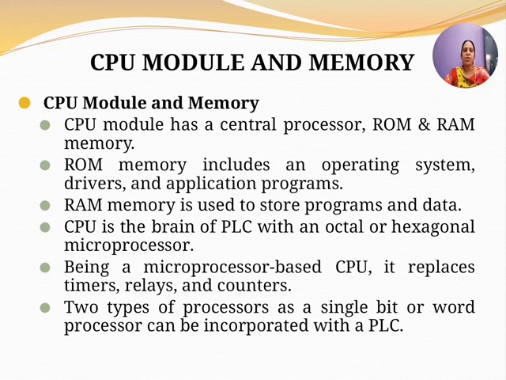RAM memory is used to store your programs and data. You have two types of memories, ROM memory and RAM memory. ROM memory includes an operating system, the drivers and the application programs. RAM memory is used to store the programs and the data.